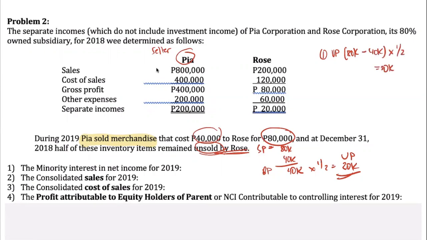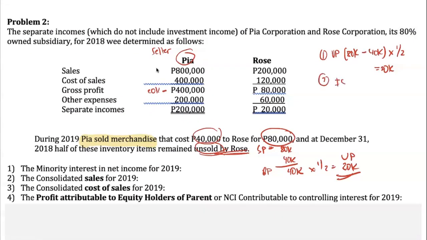Where do we deduct the unrealized profit? In the gross profit. So you remove that on the seller. Sino seller naman ngayon? Si PIA. Next, you remove the intercompany sale. How much is the selling price? Sold to Rose for 80,000 pesos. So intercompany sale, 80,000 pesos. You remove that again with the seller.